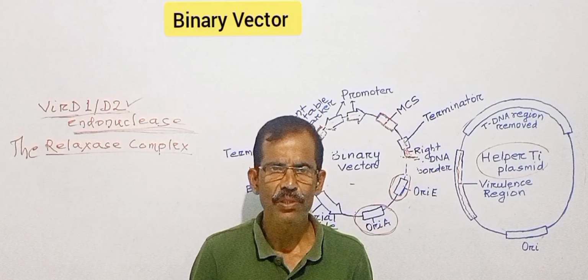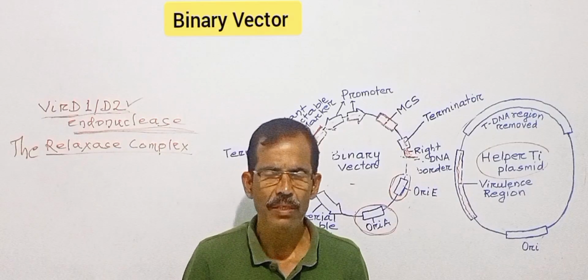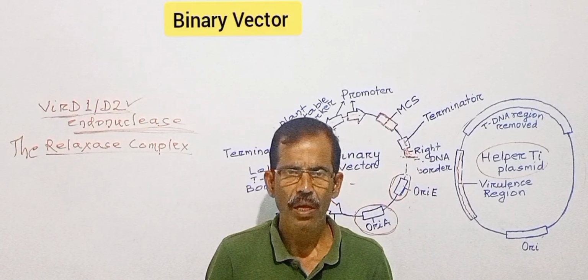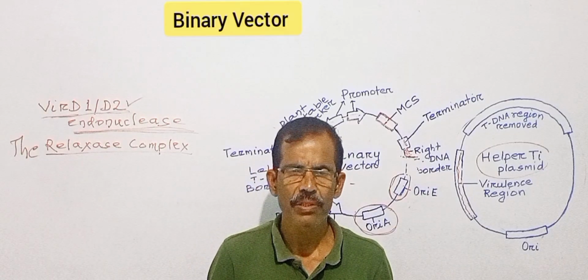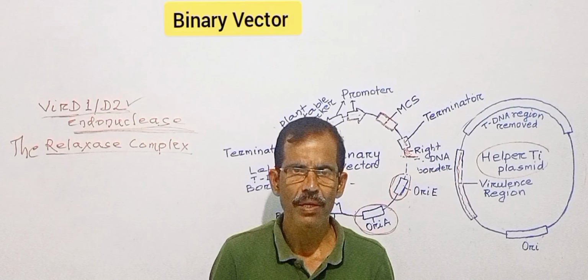So friends, this is all about the binary vector and the process by which Agrobacterium-mediated gene transfer takes place to produce genetically modified plants.